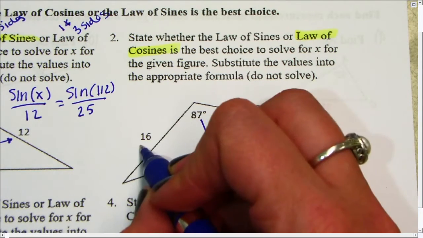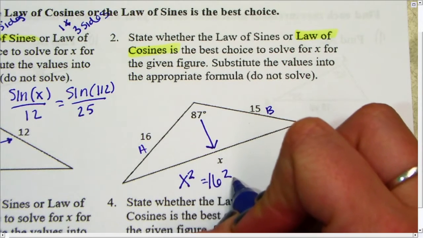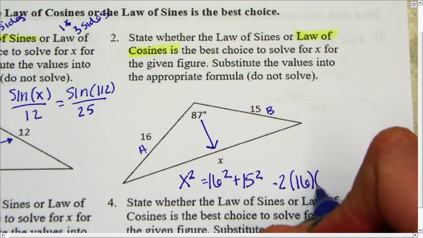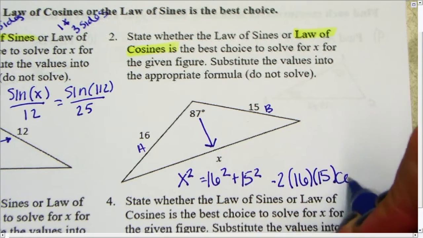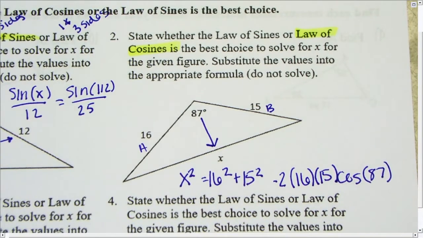So x squared, these become a and b, equals 16 squared plus 15 squared minus 2 times 16 times 15 times cosine of the angle, which is 87. Remember, no solving necessary, just set up.